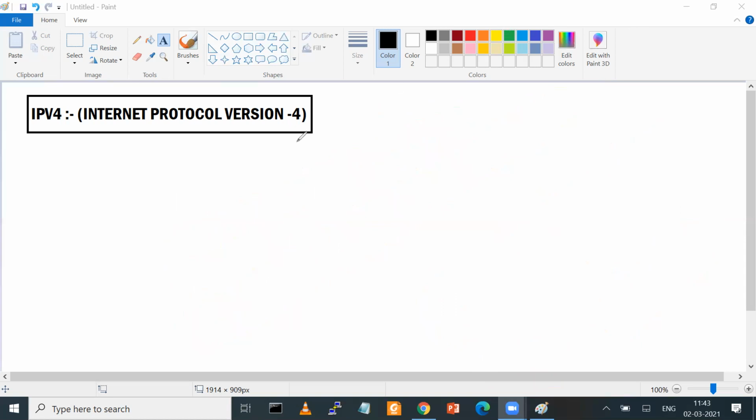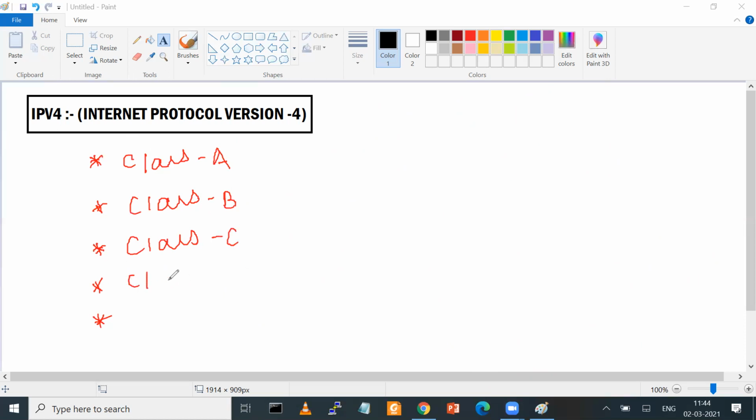Guys, now the next concern: IPv4 addresses are basically divided into 5 classes. In IPv4 you have 5 classes. IPv4 is divided into 5 classes. First is class A, class B, class C, class D and class E.